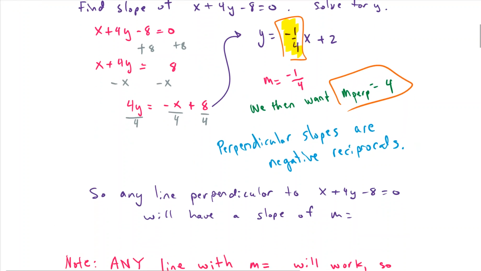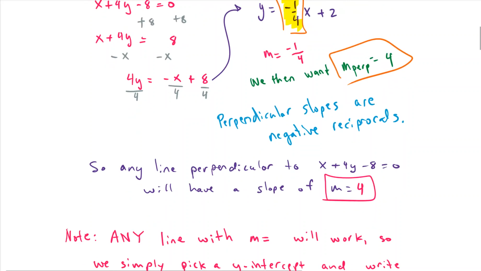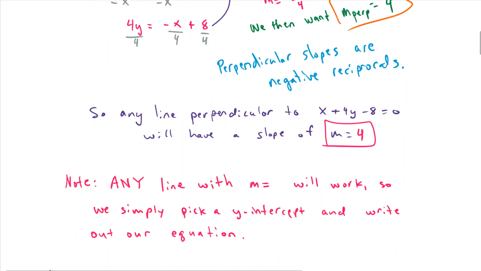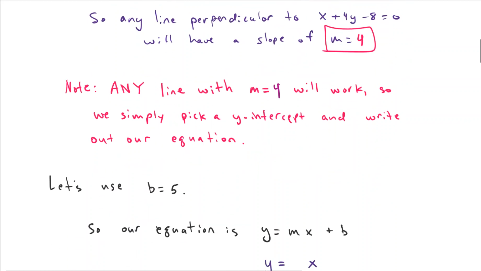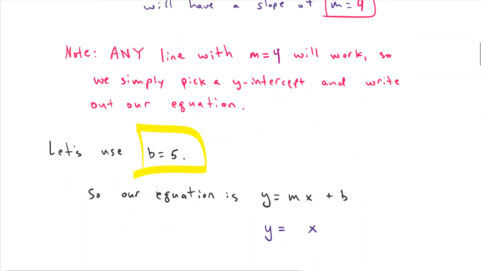Any line perpendicular to x plus 4y minus 8 equals 0 will have the slope of m equals 4. In other words, this is an important note here: any line with 4 as the slope will work. So we can pick any line that we want, meaning there are lots of intercepts that we could choose to go with our slope of 4. So let's just pick one, and then we can write out our equation. So why not pick 5 for our intercept?